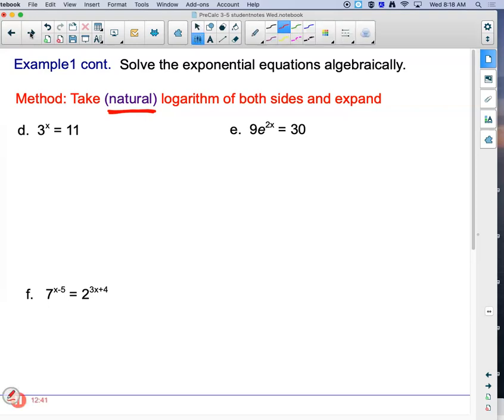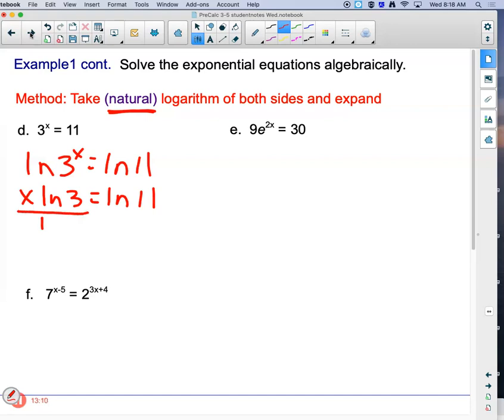So for D, we're going to take the natural logarithm of both sides, which seems kind of counterintuitive because the easiest way to solve this problem would be to take logarithm base 3 of both sides. But again, we have to get more practice with natural log. And then I remember that exponents are supposed to become multiplication in the language of logarithms. And now if I want x all by itself, I'll have to divide both sides by the natural log of 3.